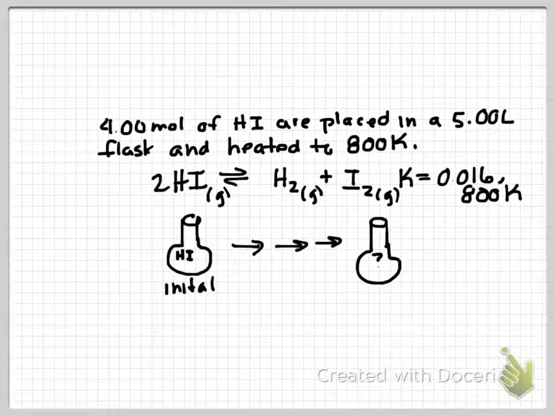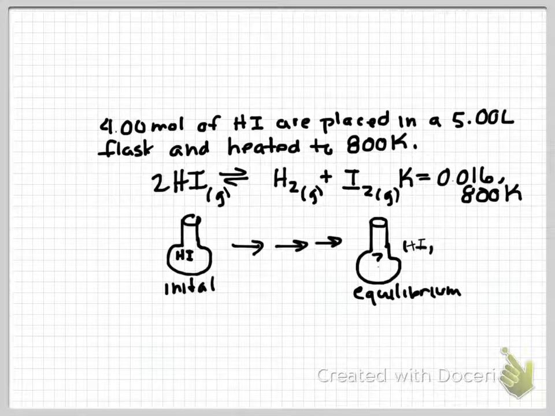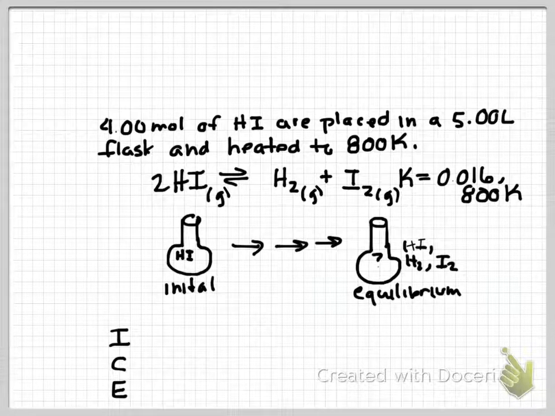We're going to have some question mark combination of molecules at equilibrium. So we'll have some amount of HI, hydrogen, and iodine at equilibrium. We're going to solve this using the technique of the ICE table. ICE stands for initial, change, equilibrium.